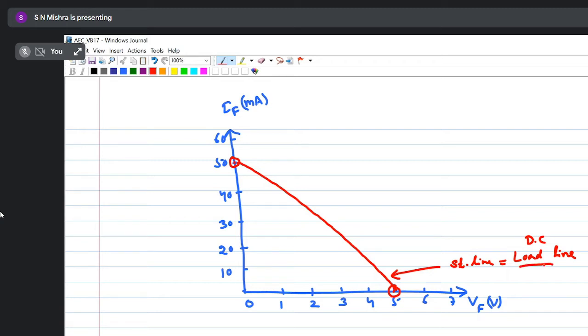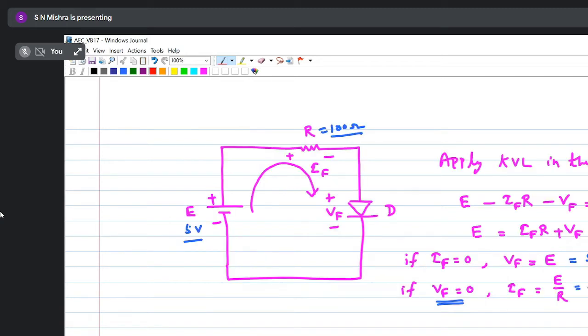And this is called the load line because this current is dependent on what? R. R is your load resistance. If I increase R, then IF will decrease. By keeping E constant at 5 volt, if I increase the resistance from 100 to 200 ohm, then obviously current will decrease. Do you agree or not? Yes, sir. Similarly, if resistance decreases, then current will increase.